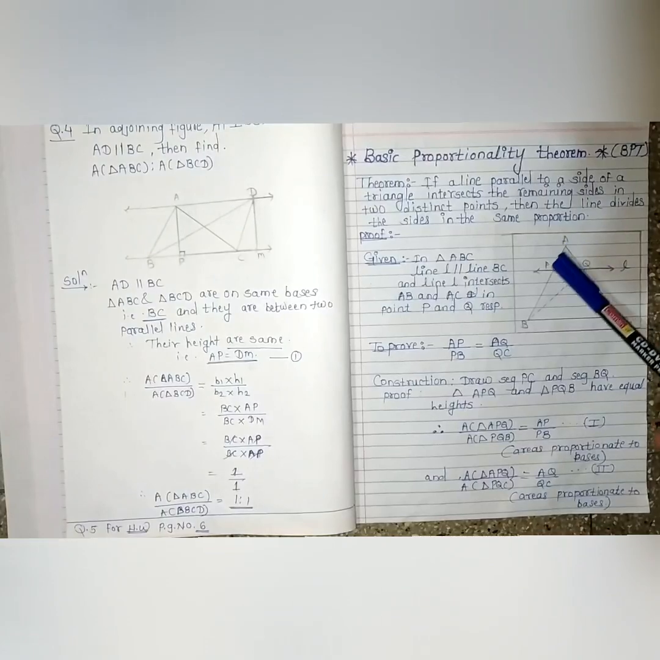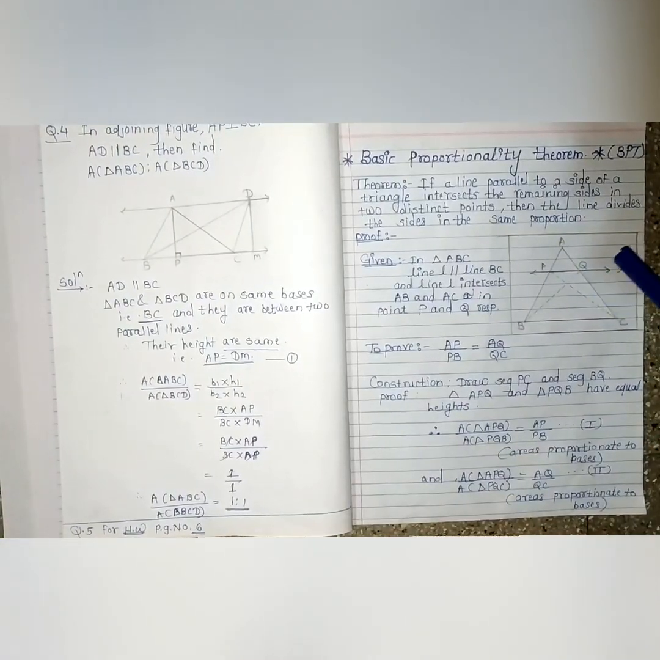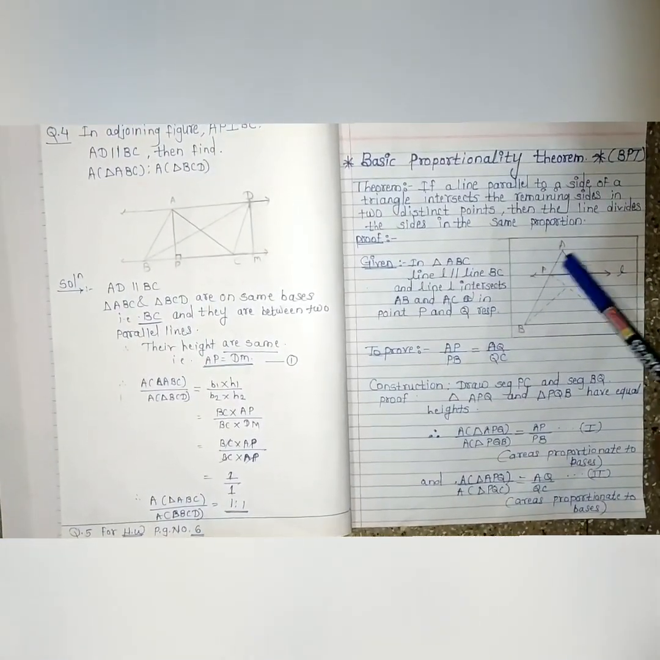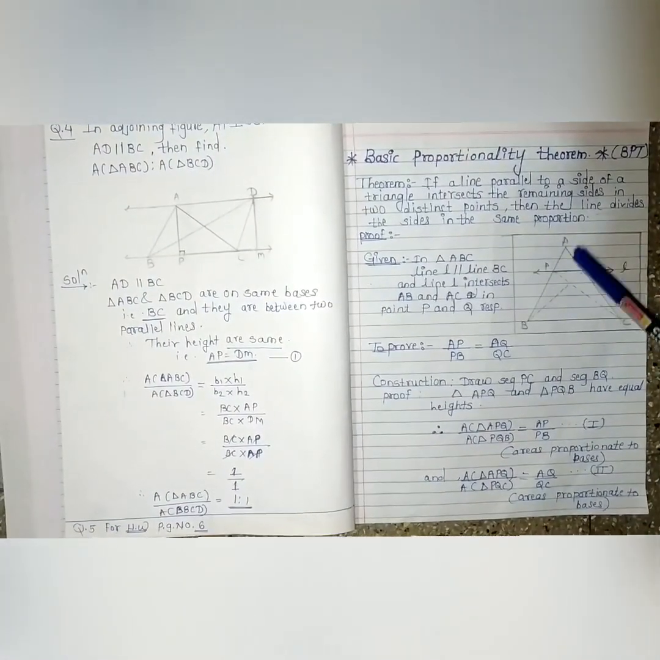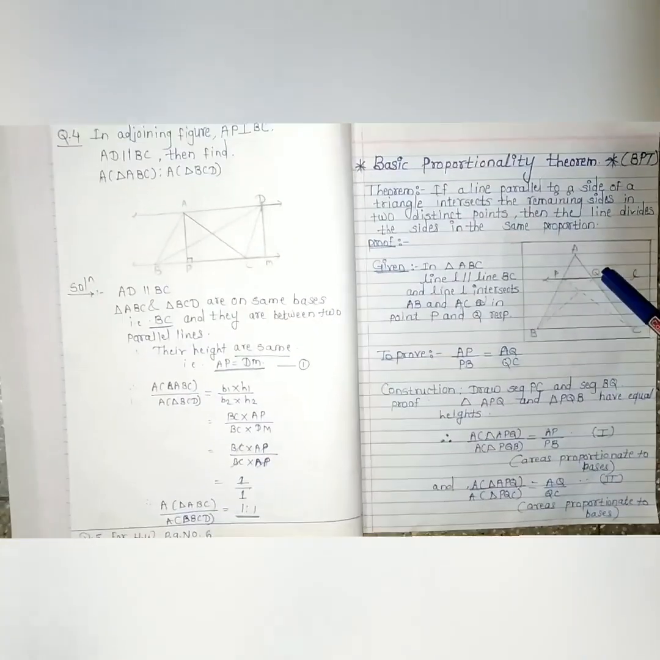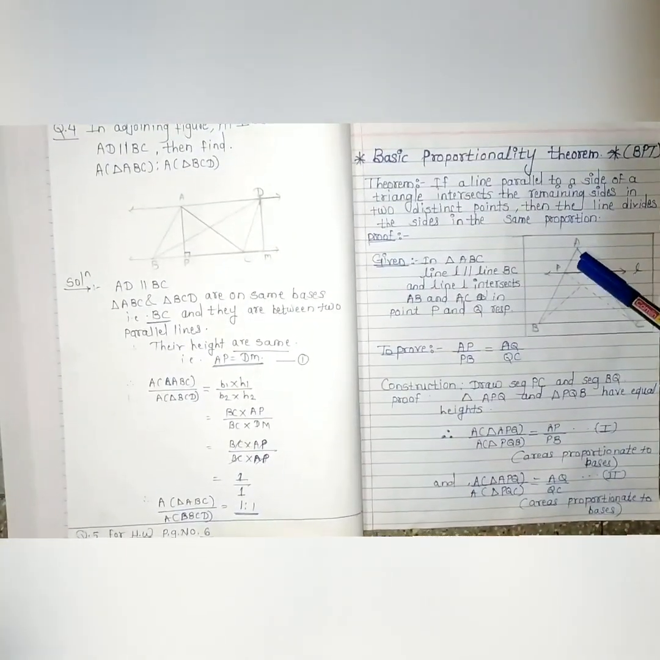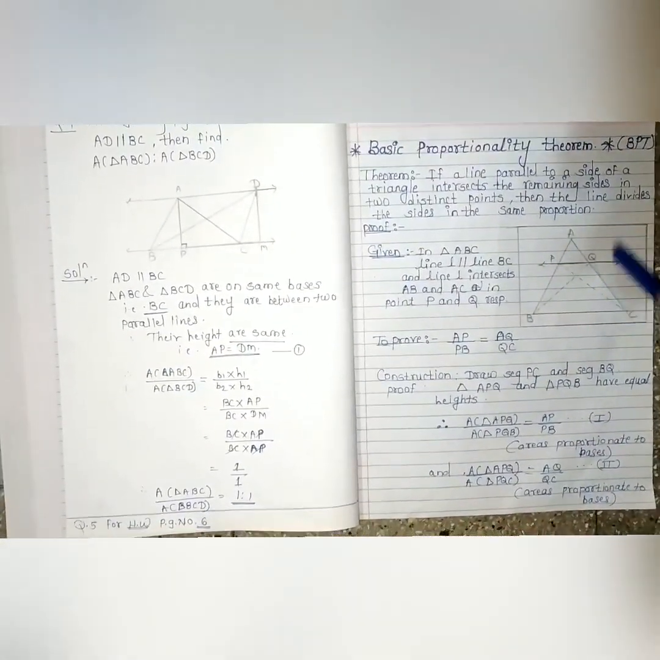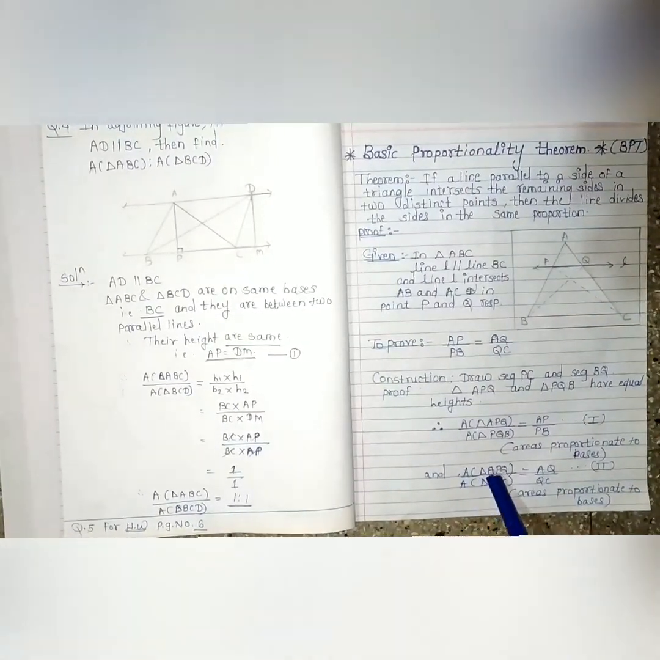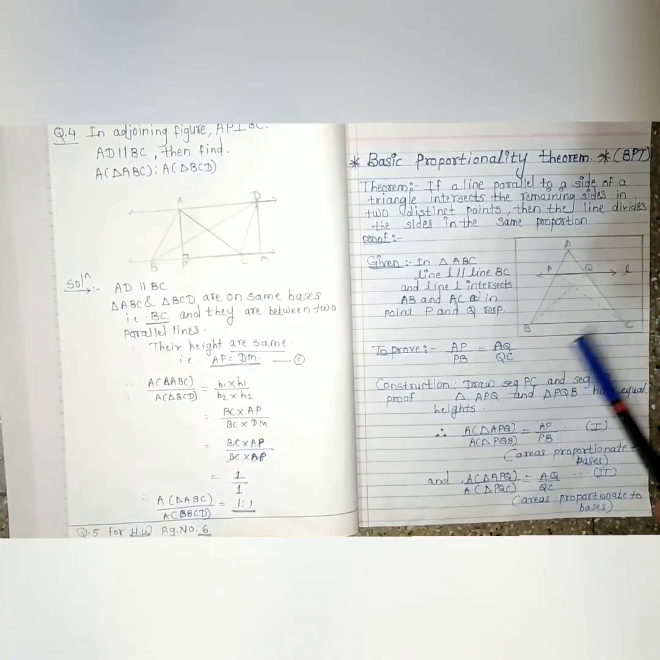Similarly, triangle APQ and triangle PQC also have the same height. Therefore their areas are in the proportion of their bases. And what are the bases of triangle APQ and triangle PQC? AQ and QC. Therefore, area of triangle APQ upon area of triangle PQC is equal to AQ upon QC. Give this number second, and write the reason carefully.